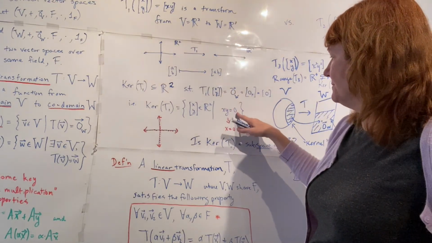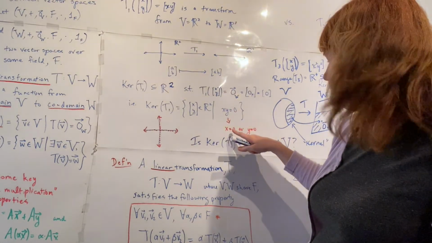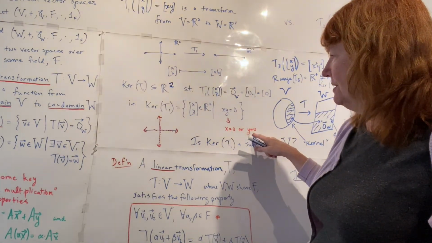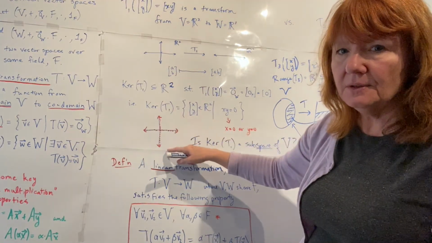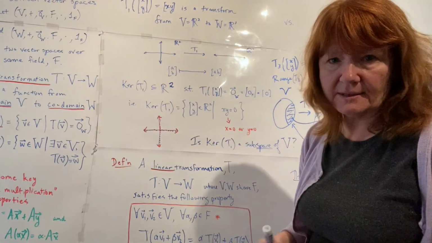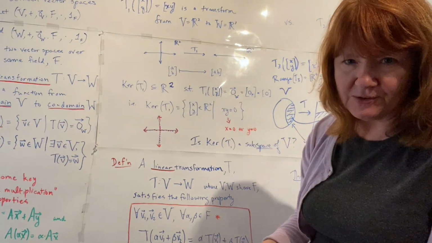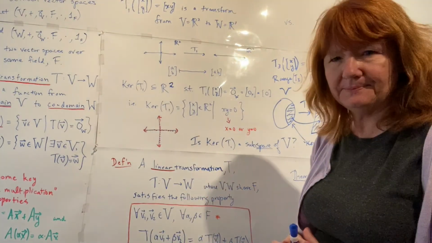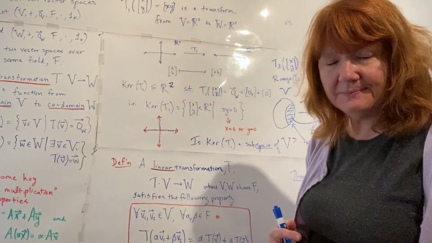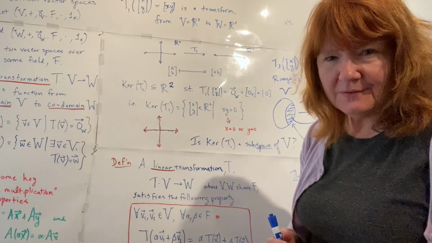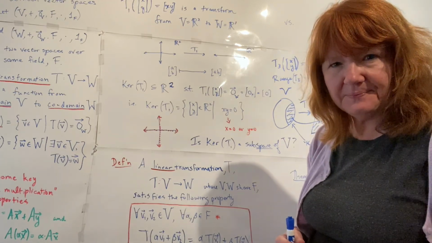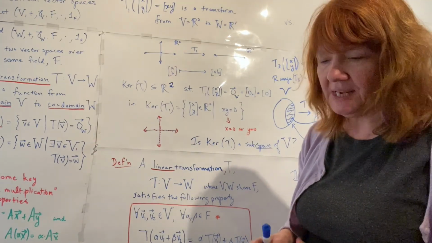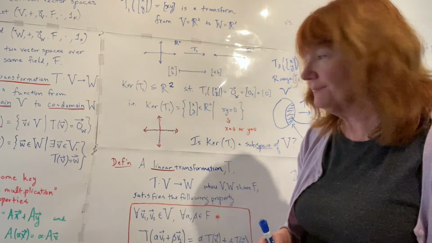Well, if x times y is equal to 0, remember the zero factor principle, that tells you that either x is equal to 0 or y is equal to 0. So the kernel looks like this, the x-axis and the y-axis. Set of all vectors that lie along the x-axis or the y-axis. Is that a subspace? You should stop the video and answer that question. True or false? If you say it's true, give a proof. If you say it's false, give a counterexample.